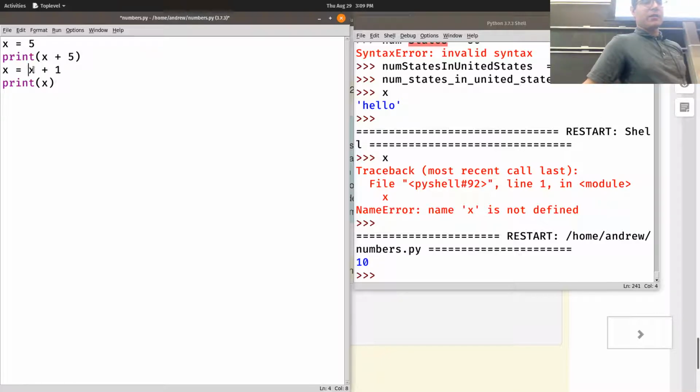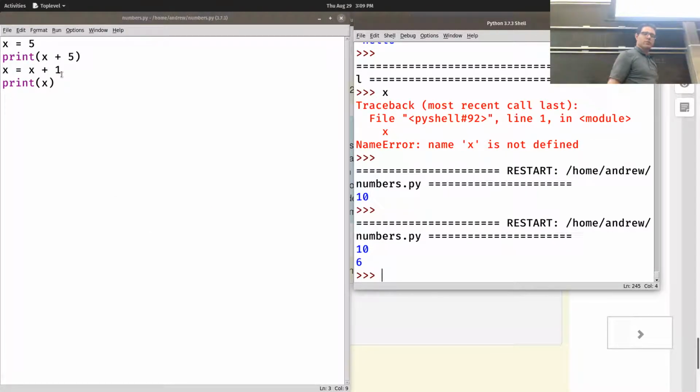Remember, the way the assignment statement works is that we evaluate the expression on the right first. What is x? x is equal to 5. Add 1 to it. It's 6. Now we take 6, and store it in here. So now x's value is 6.